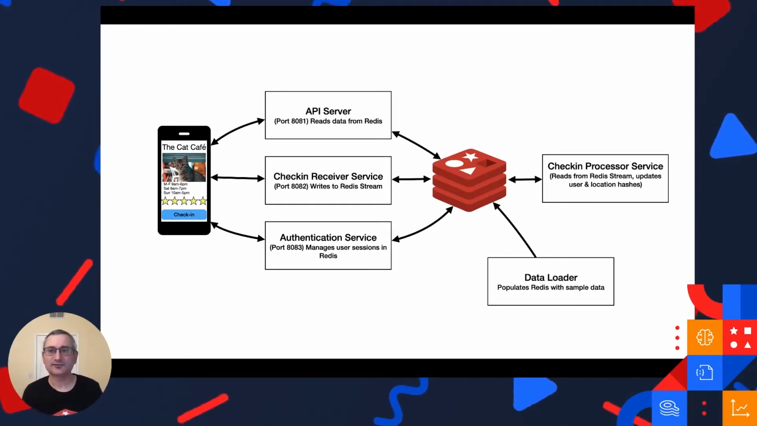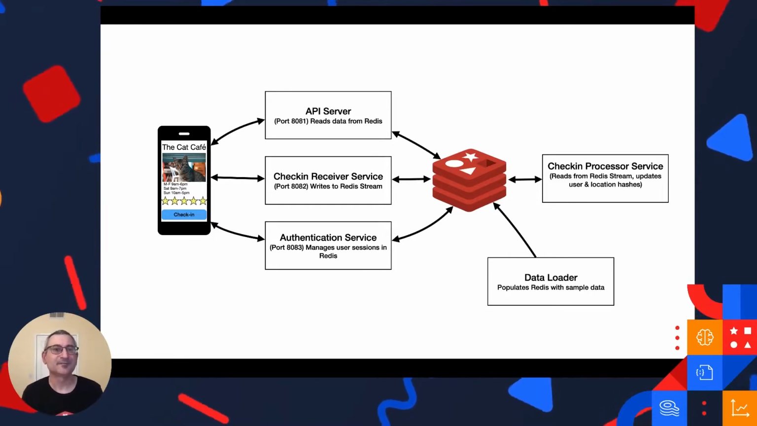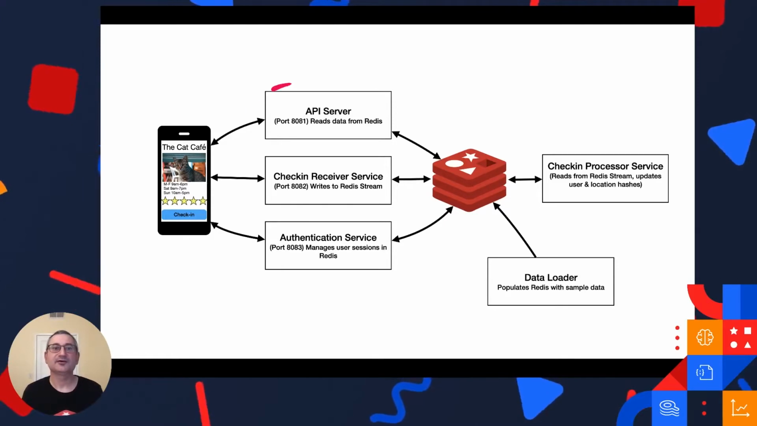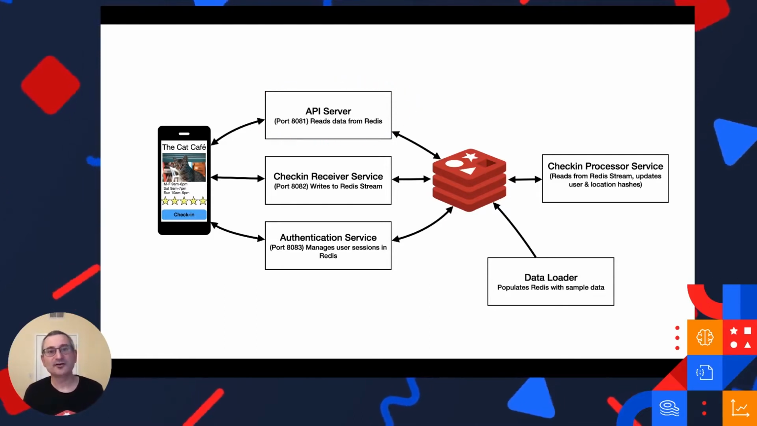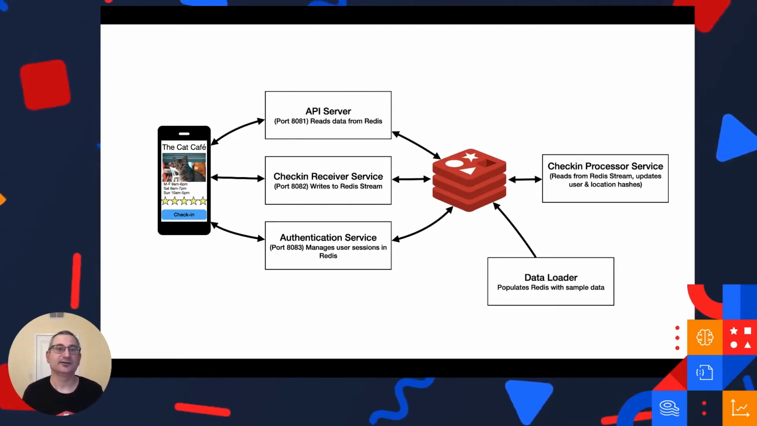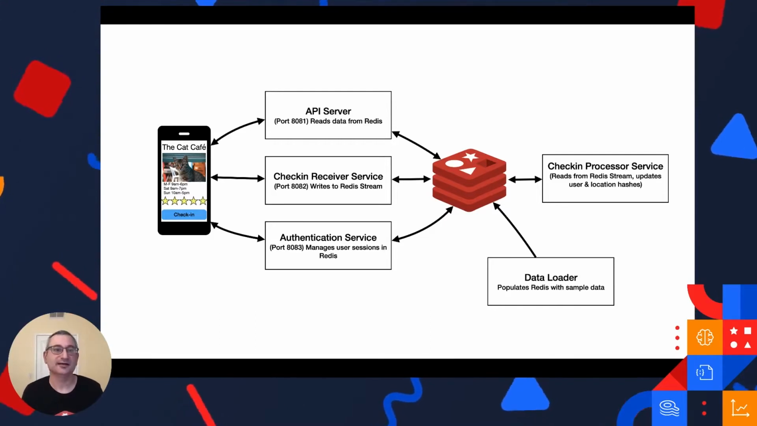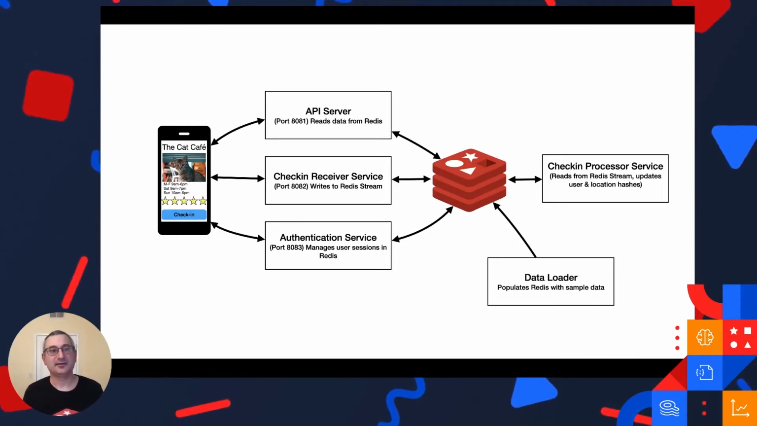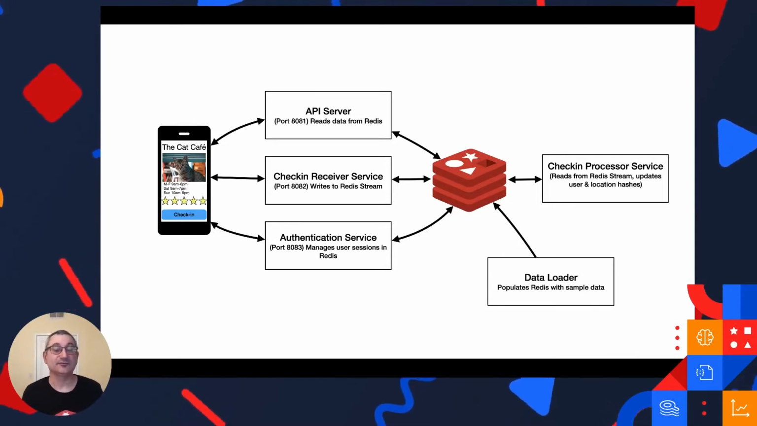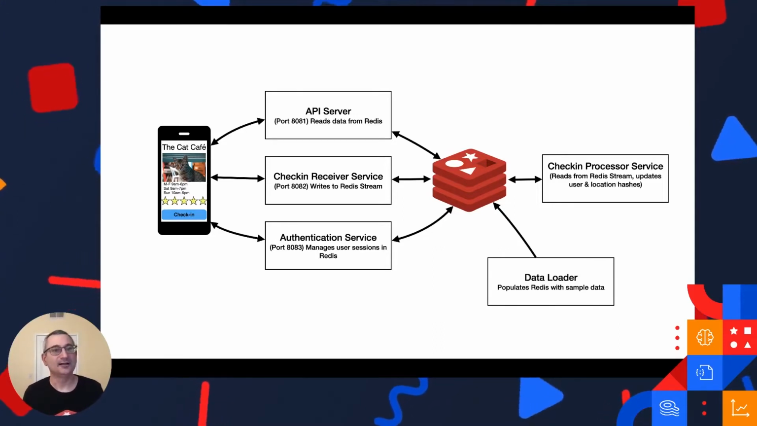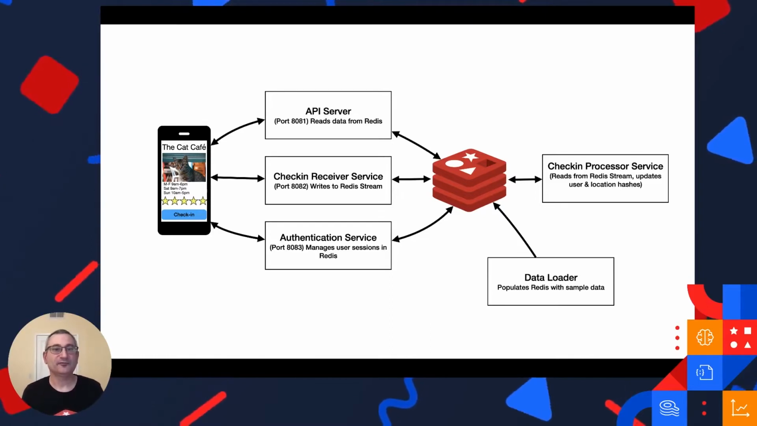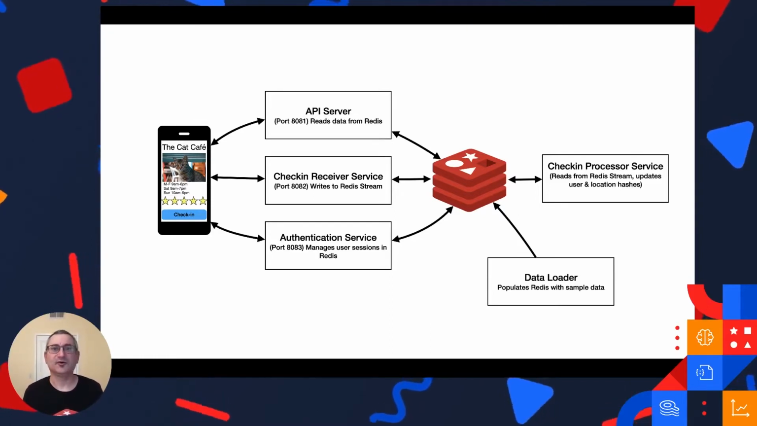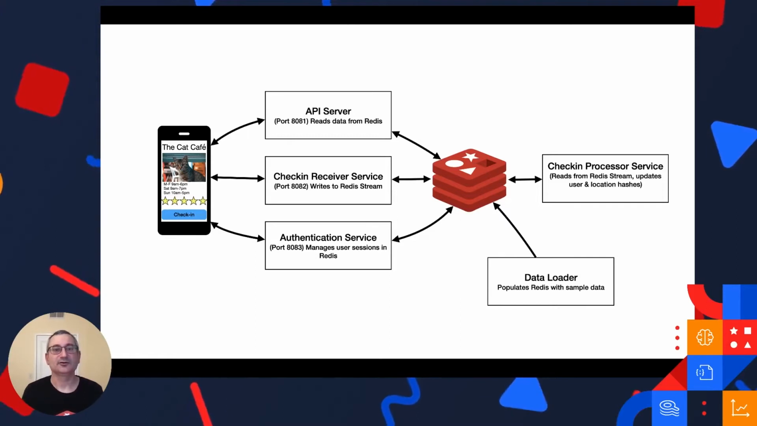So we have different services for each of these things. Starting at the top, the API server there is primarily responsible for reading data from Redis. So it's an Express application that exposes REST-like endpoints, allowing applications to get things like the details for a given location or perform queries such as what locations are near this latitude, longitude.